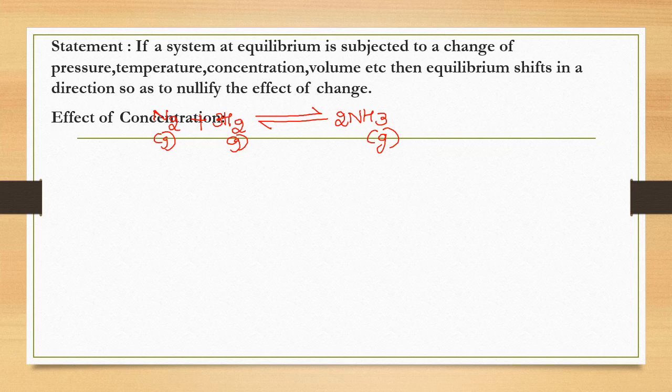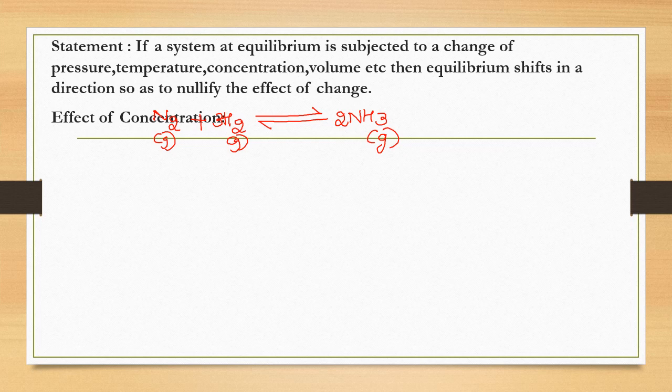Now let us consider this is an equation or a reaction which is already at equilibrium. So what is equilibrium? It is a condition or a state at which the rate of the forward as well as the backward process remains the same, or balances each other. That is equilibrium.